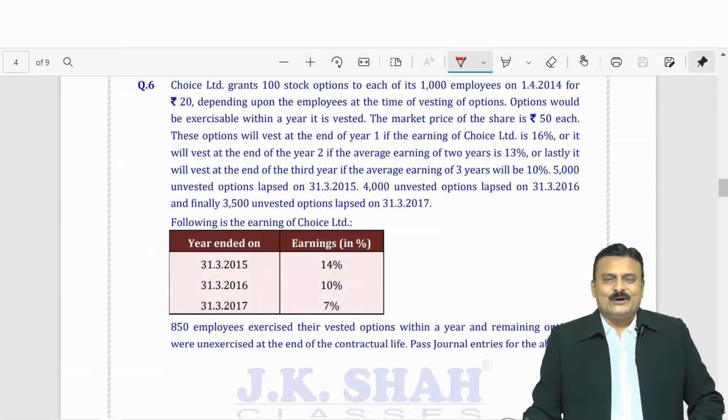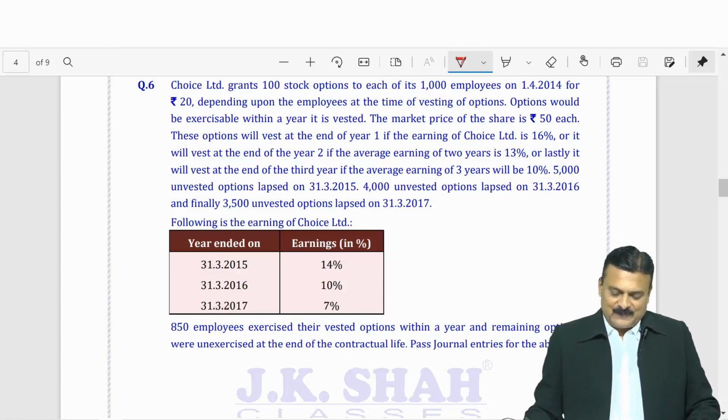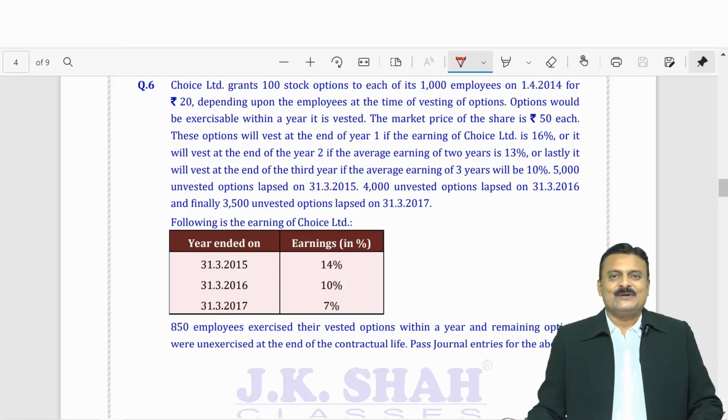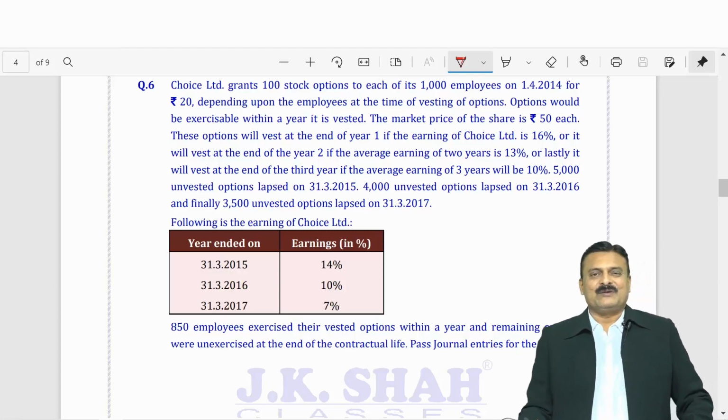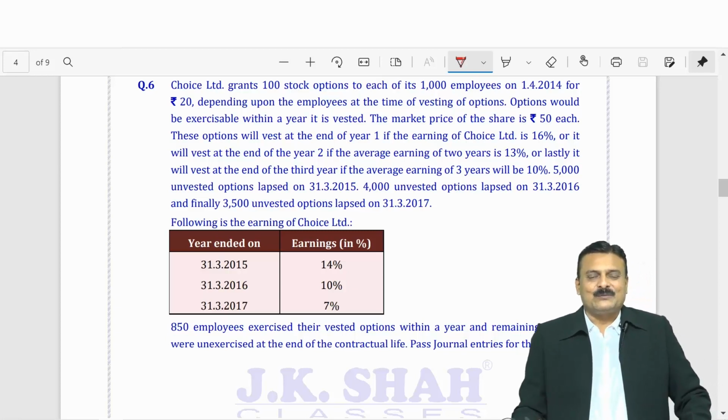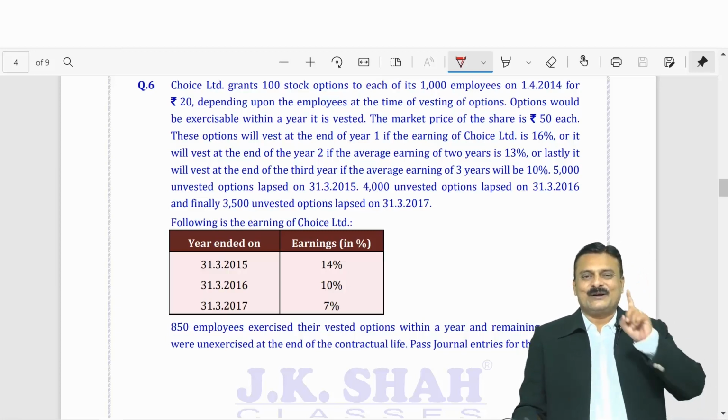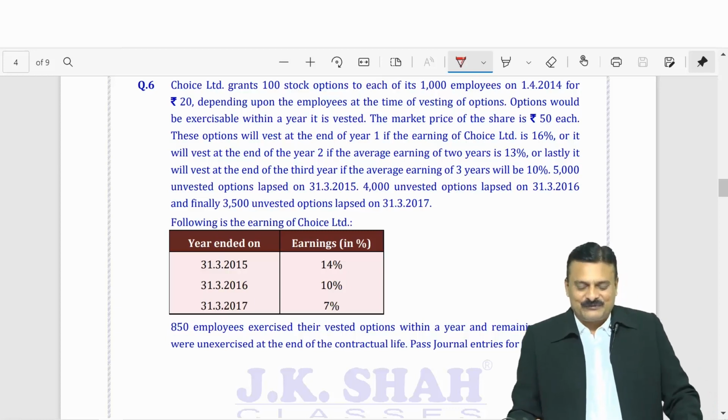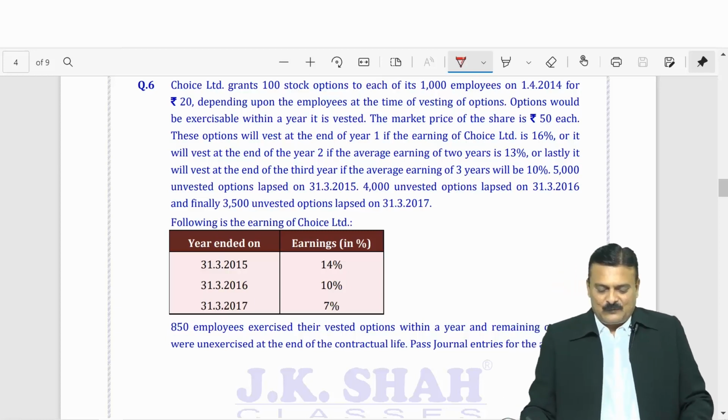We take a question to understand the ESOP accounting. Question number 6 in your textbook. Choice Limited grants 100 stock options to each of its 1000 employees. 100 options per employee, 1000 employees. 1000 into 100, so in total our company is offering 1 lakh options on 1/4/14 for rupees 20. So the offer price is 20.